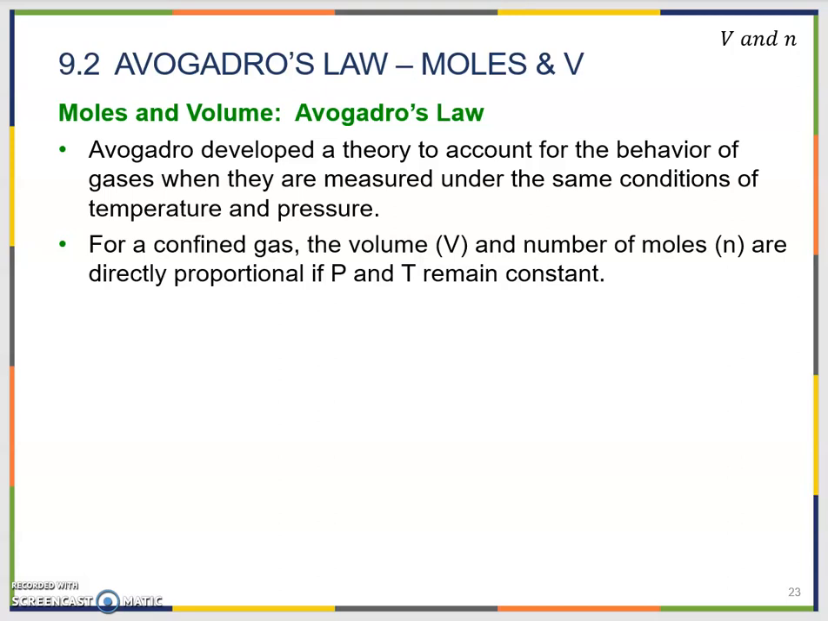Avogadro is the only one who didn't do this empirically because he was determining, this goes hand in hand with his determination of the mole concept. So how he came up with the number 6.02 times 10 to the 23rd.